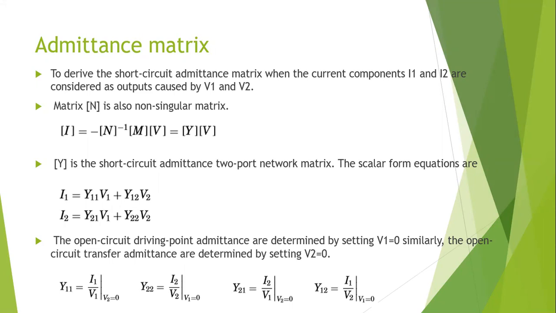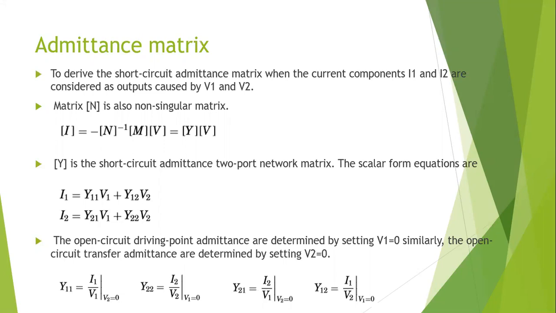Matrix N is also a non-singular matrix, so the determinant of N is not equal to 0. So the current matrix is equal to negative inverse of the N matrix multiplied with the M matrix and with the voltage matrix. To sum it up, it is the admittance matrix, that is equal to the Y matrix multiplied with the V matrix. The Y matrix is the short circuit admittance matrix of the two-port network.